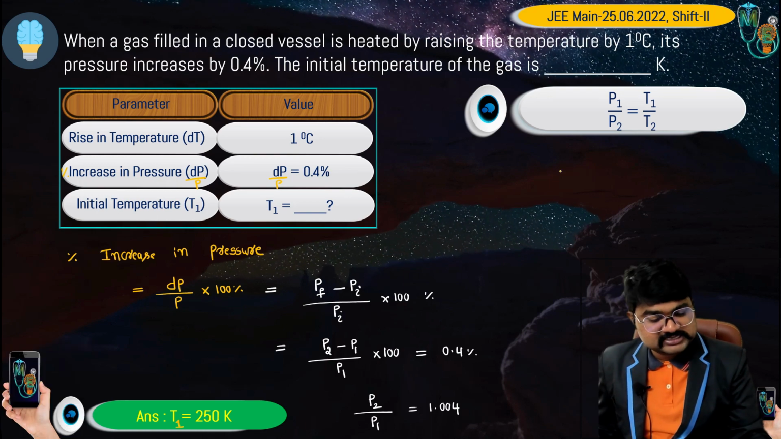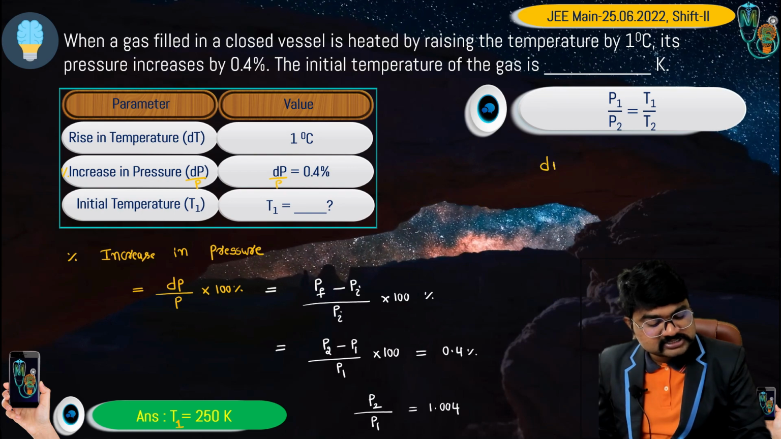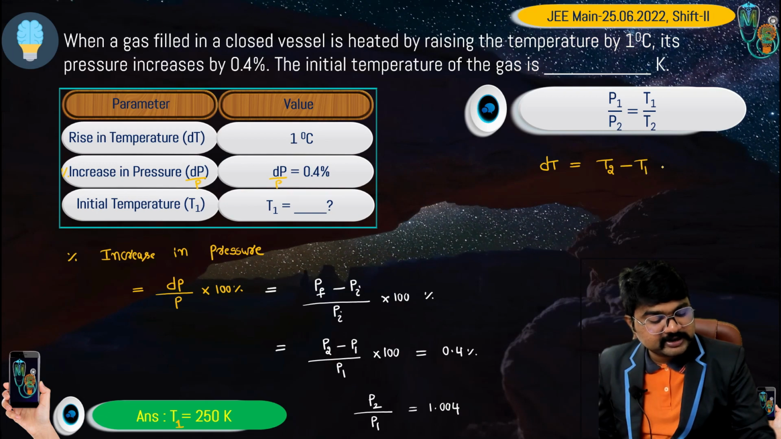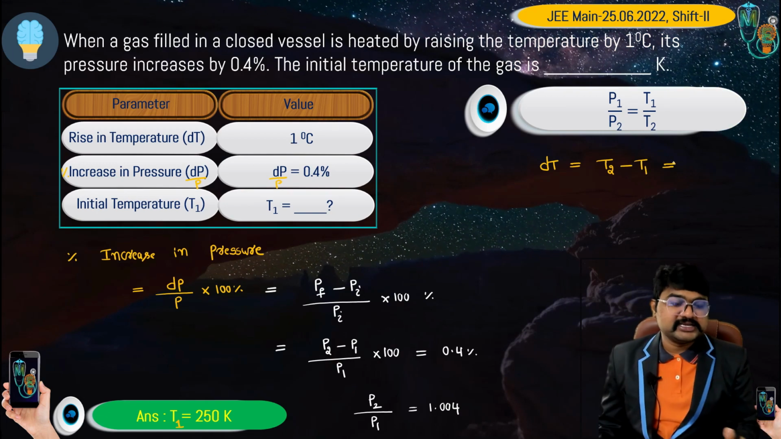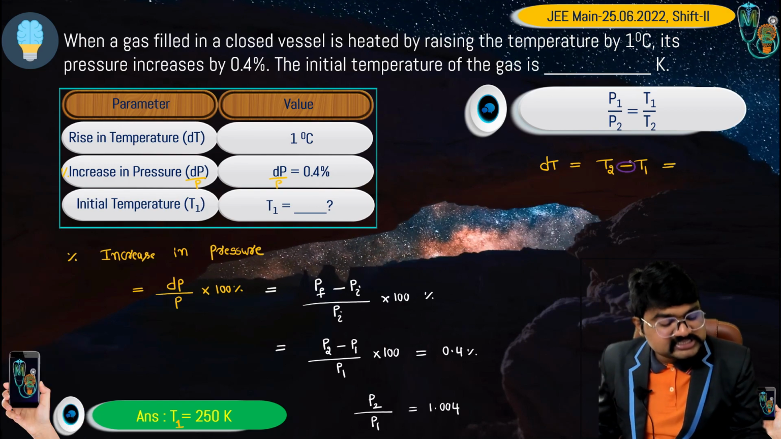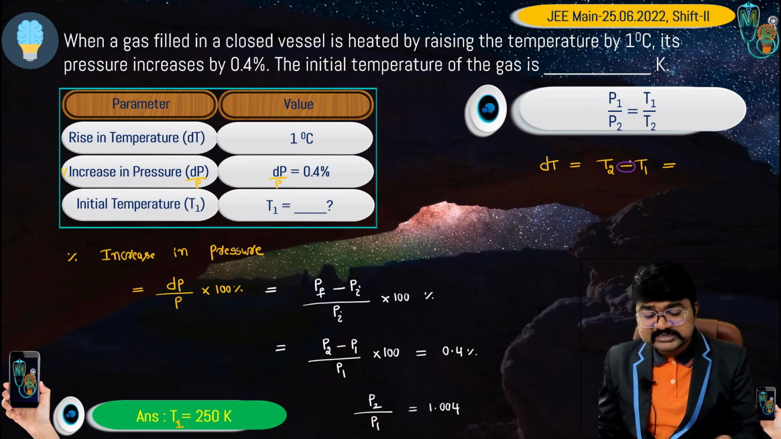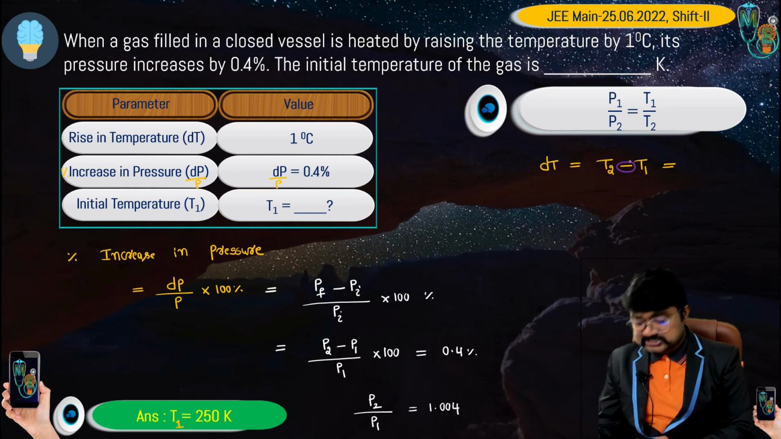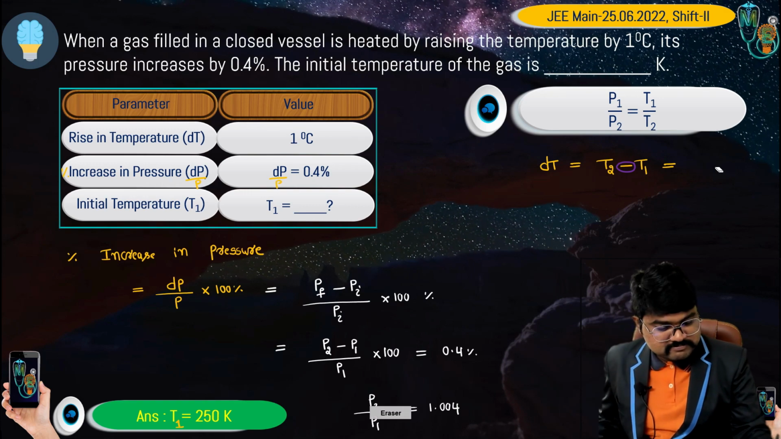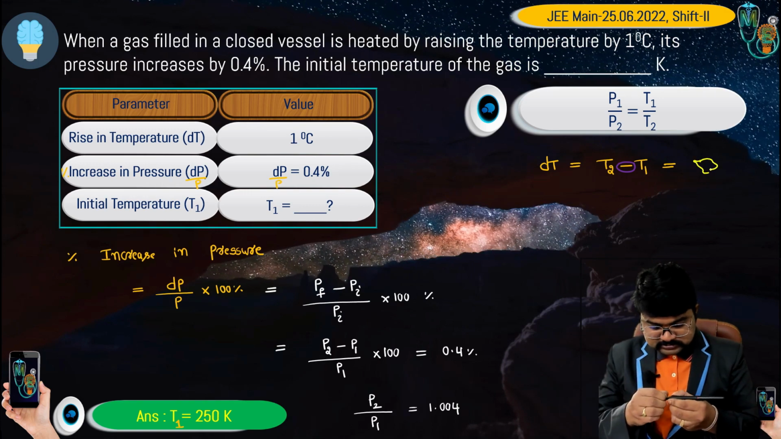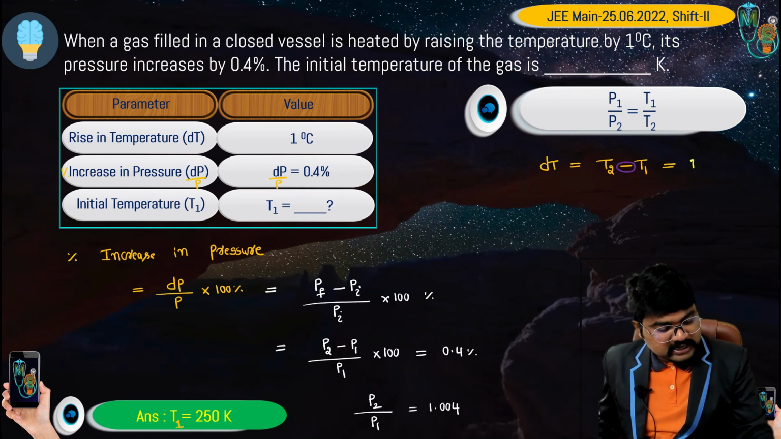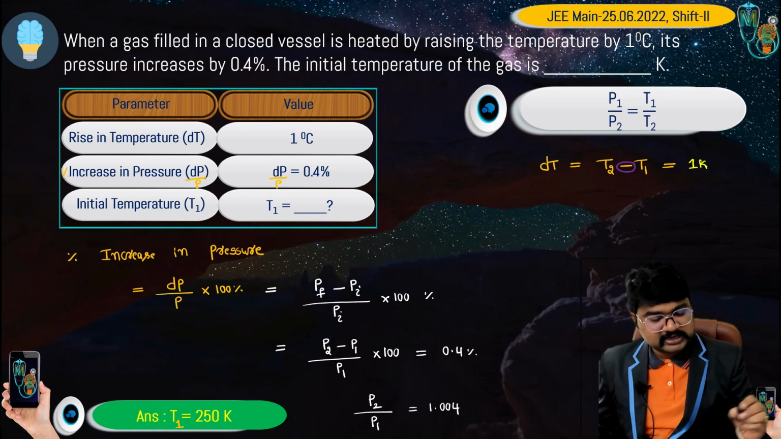Rise in temperature, in the sense, change in temperature, means T2 minus T1. This is the change in temperature. 1 degree centigrade is the change in temperature. Here you need to remember one thing, this is also a very important point. When change in temperature is given, Kelvin or degree centigrade both are the same. So you can straight away write 1 Kelvin.